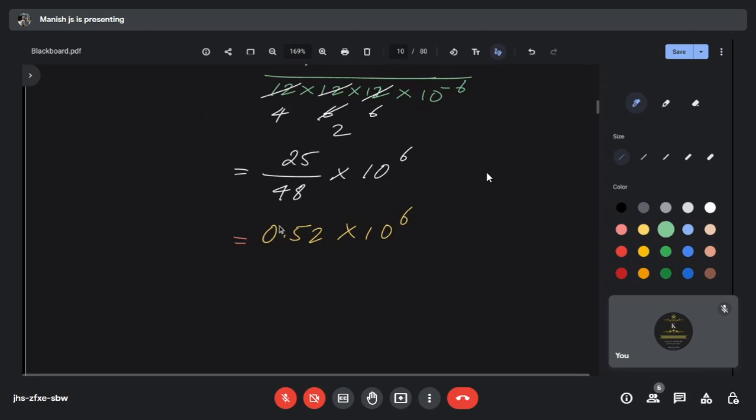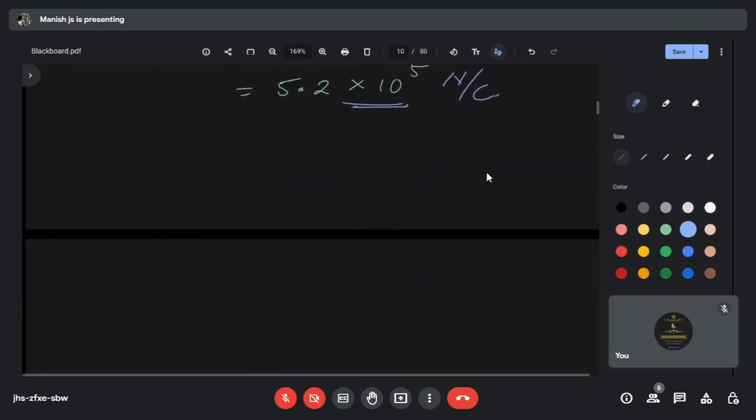Scientific notation la eppadi eludikalam, the point you can shift it here. So 5.2 into 10 power 5, Newton per coulomb. So like this we can solve and we can find out the corresponding value. சரிங்களா? So this is the method to simplify this type of questions. So directly you can approach and you can find out. Okay. So this is the approach to solve this type of questions.